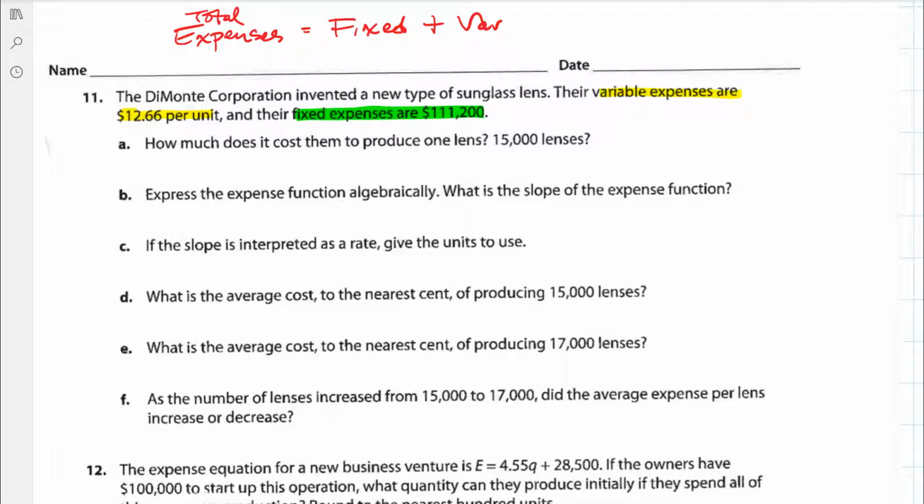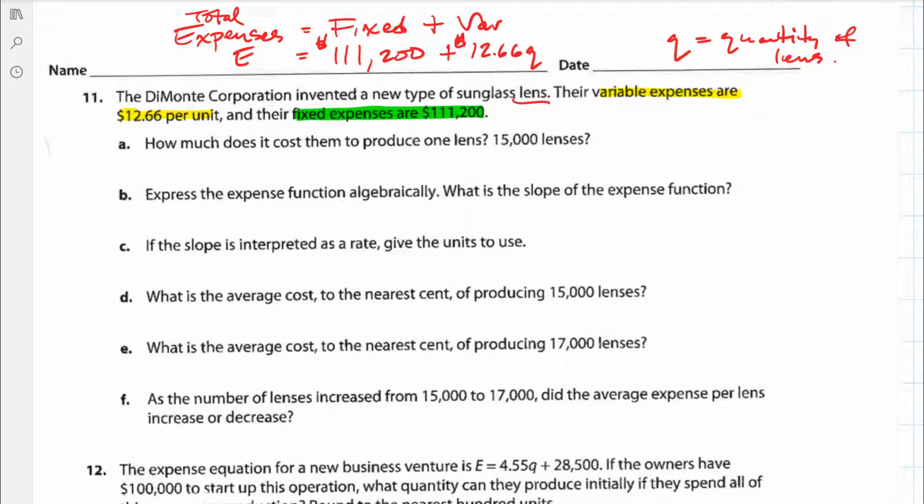If we write a little equation here, E for expenses is going to be equal to the fixed, which they give you, which is $111,200, plus the variable expenses. If we let Q equal the quantity of lenses, then the variable expenses are $12.66 per unit times Q. You always take the price per unit times the number of units. In this case, the number of units is Q. So we have an expense equation. That's the first thing.